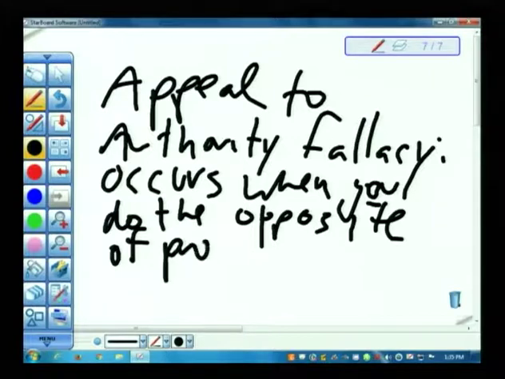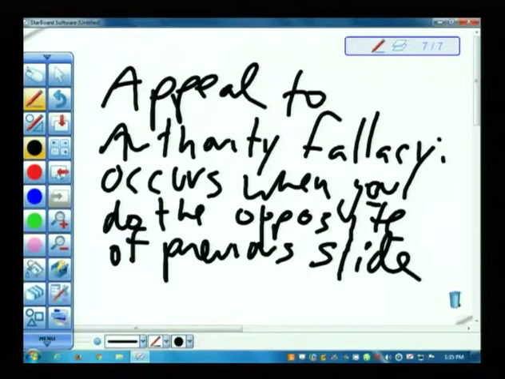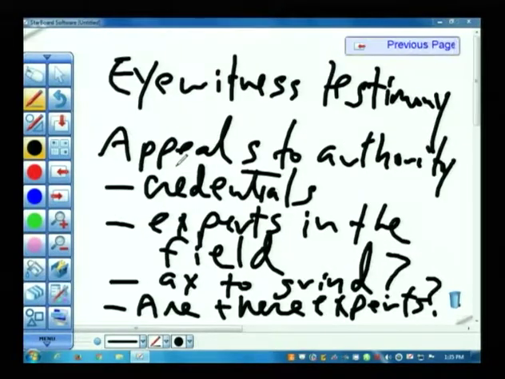So if you say, you know, smoking cigarettes is perfectly fine, I just saw a report from the Tobacco Institute that said my risk of cancer is negligible, right? That would be the appeal to authority fallacy.